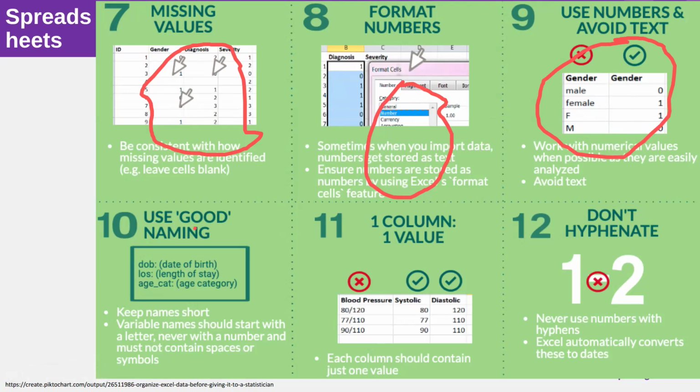Use good naming. So have an informative name. So H category becomes H underscore cast. So no space in there. If you have blood pressure, for example, where you've got 80 over 120, you can split them into two separate columns. And don't use hyphens because certain tools may mangle them.